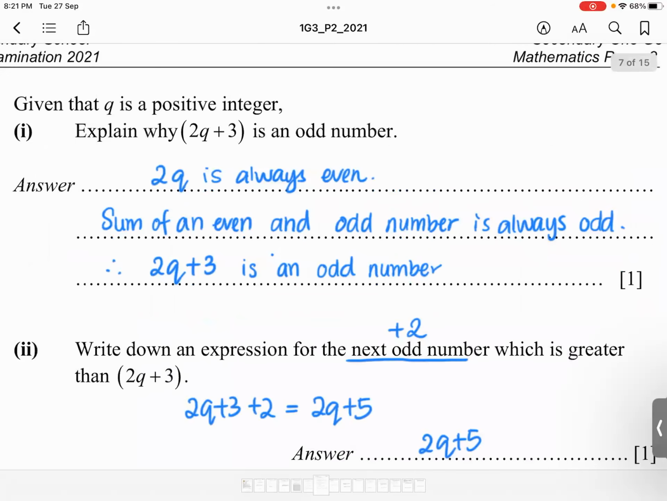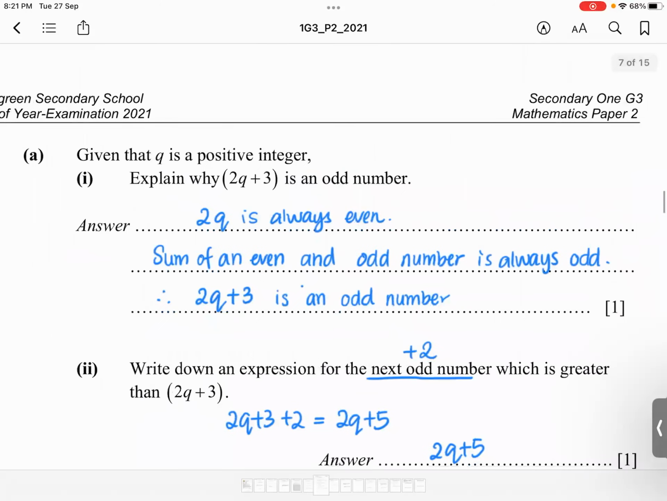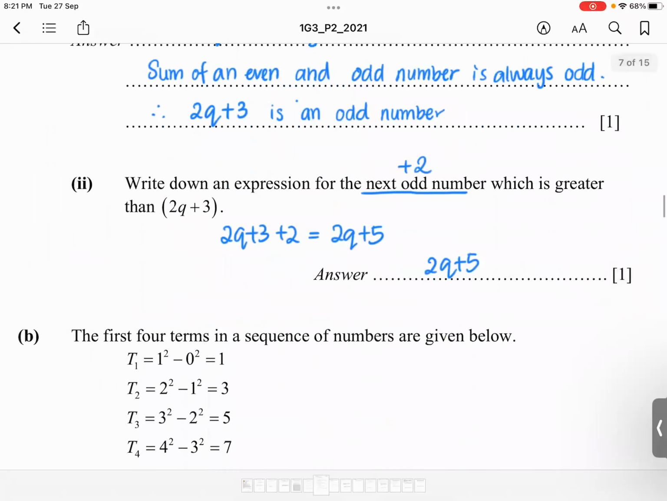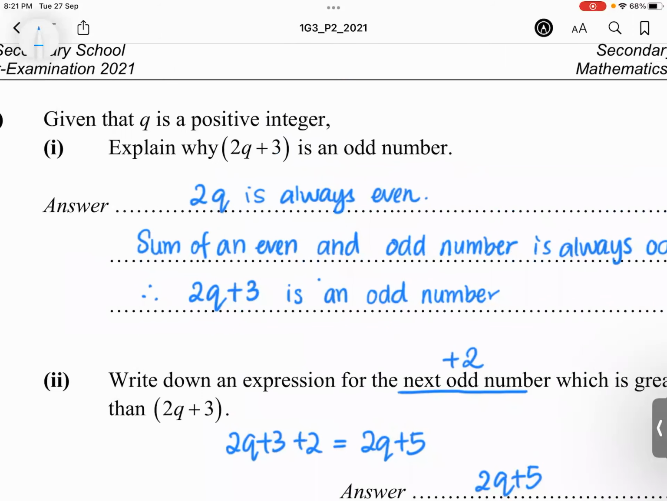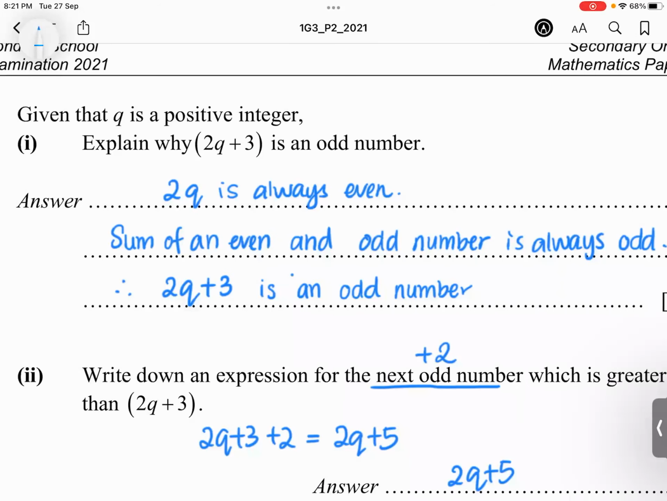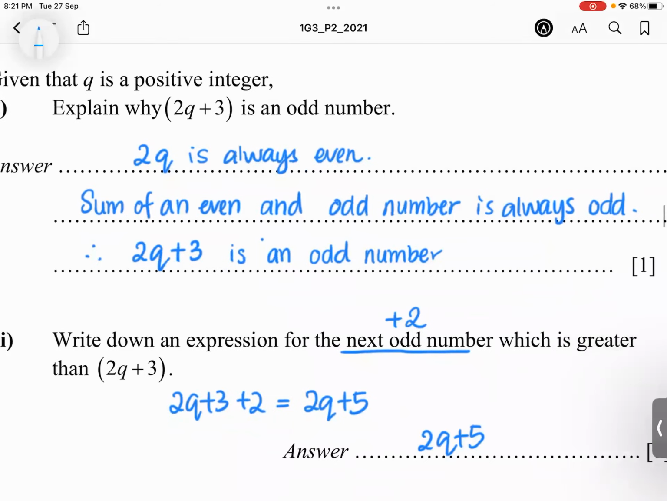Next one, a question on number patterns. Explain why, for q a positive integer, 2q plus 3 is always an odd number. First thing, 2 times any number is always even, right? So 2q is an even number, plus the number 3, which is an odd number. The sum of an even and an odd number will always be odd. So in this case, 2q plus 3 is an odd number.